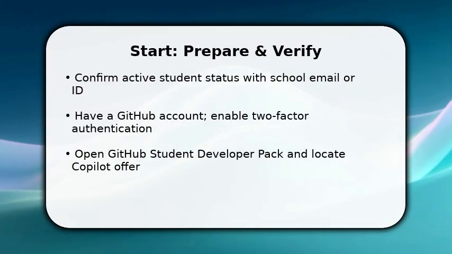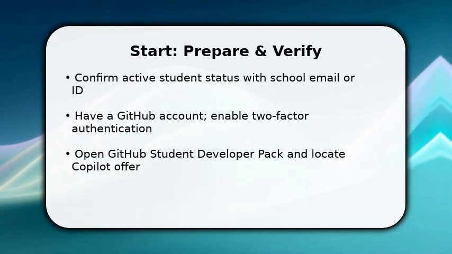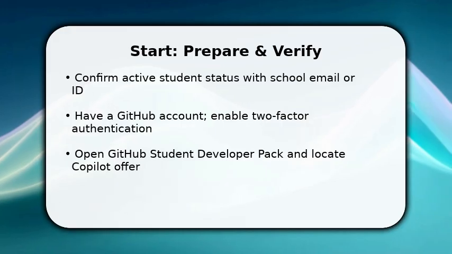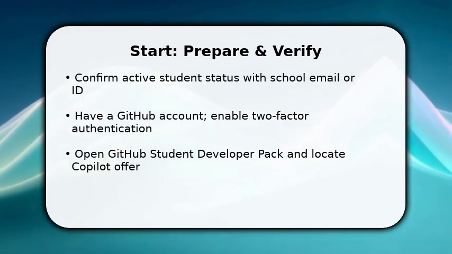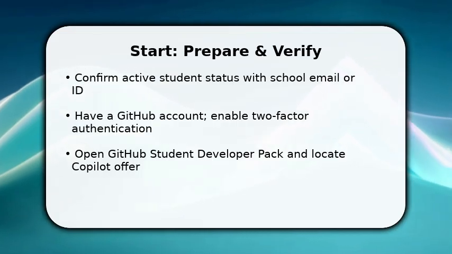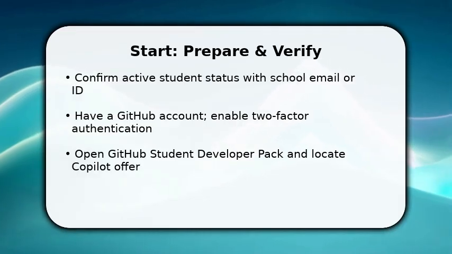You're ready to begin. First, confirm you have an active student identity. A school email or photo ID will do. Once verified, make sure your GitHub account is set up and two-factor authentication is enabled. This is required. Next, go straight to the GitHub Student Developer Pack, find the Copilot for Students offer, and click to start the application. This gets the process rolling.